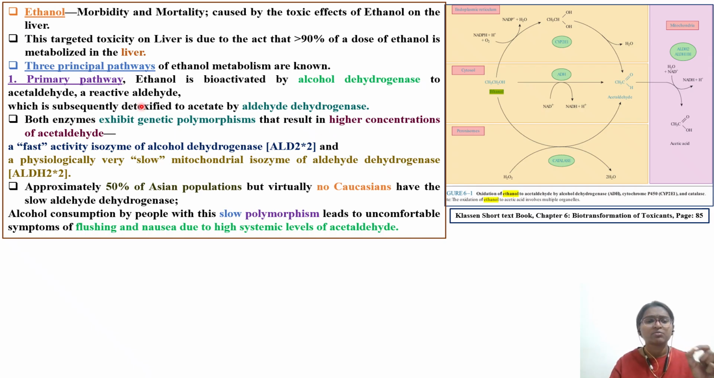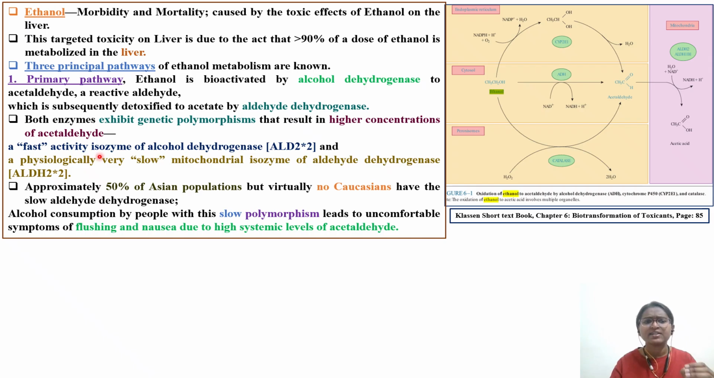Both enzymes, alcohol dehydrogenase as well as aldehyde dehydrogenase, exhibit genetic polymorphism, which can result in higher concentrations of acetaldehyde. So what is happening in your body? Acetaldehyde levels are increasing.